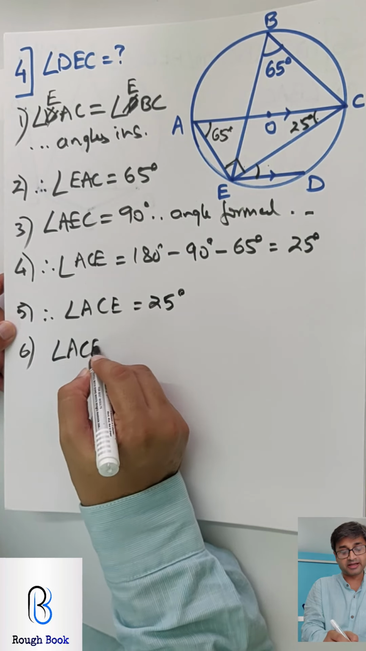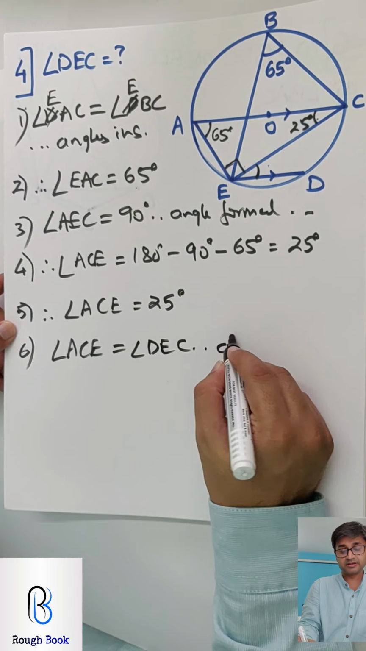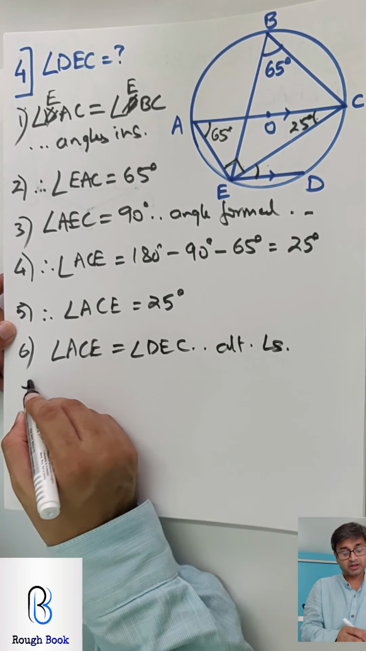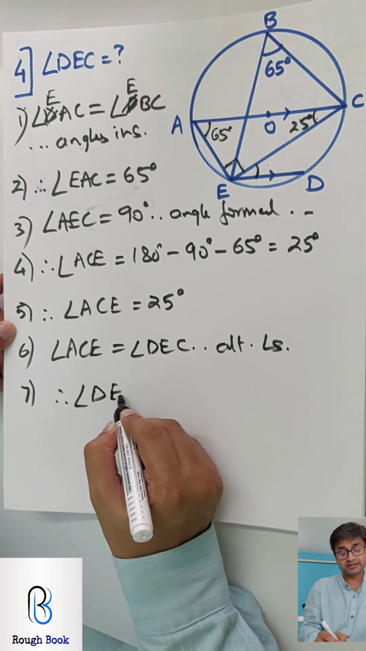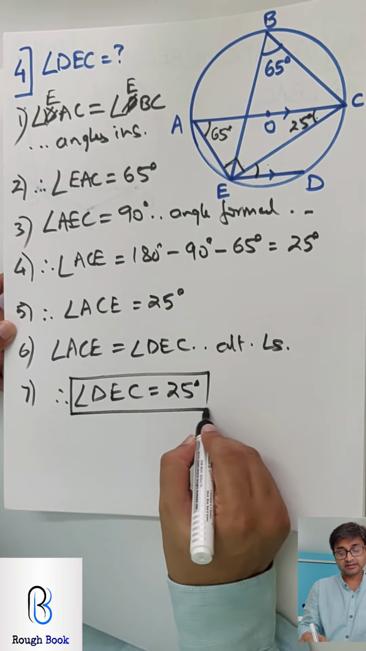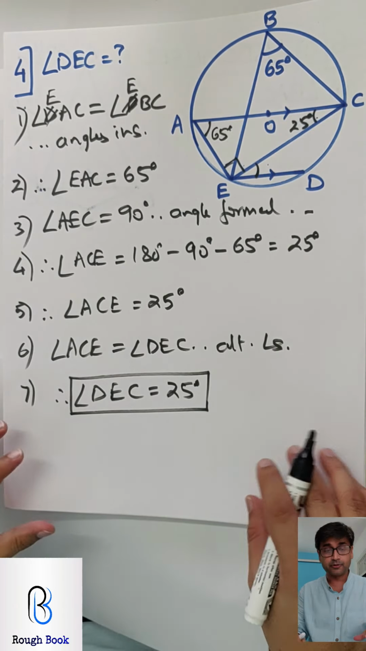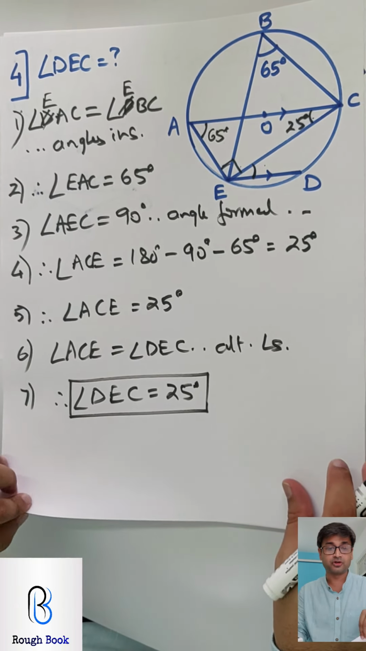Last step, alternate angles. ACE is equal to DEC. Reason: alternate angles. And final step, therefore DEC is equal to 25 degrees. That's it. Did you get it? Yeah, this is a good question from an exam point of view. You can expect such sums for sure.